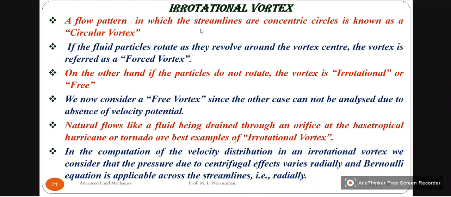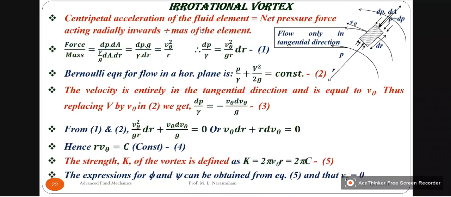I explained about the vortex, what a vortex is. And also I explained we have to derive the expression for psi and phi for this irrotational vortex. Now, to derive that, we'll start from the fundamentals and write the ratio of force to mass. What is the ratio of force to mass? It is acceleration, because force is equal to mass into acceleration. So force divided by mass will give you acceleration.